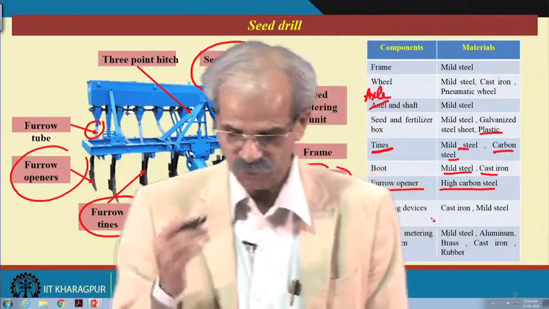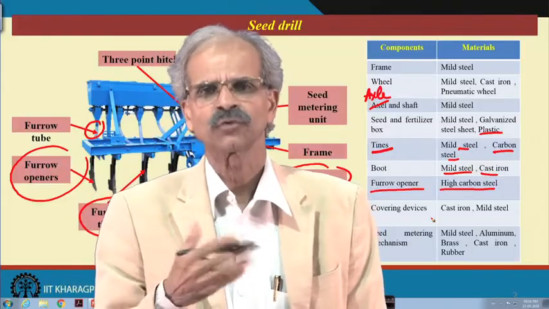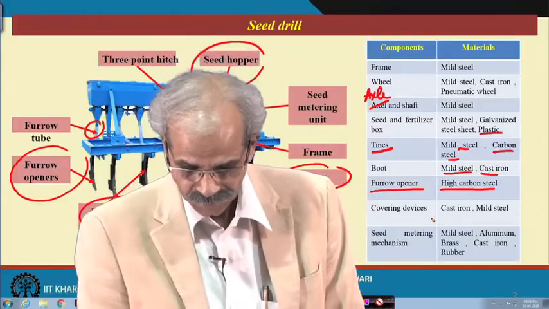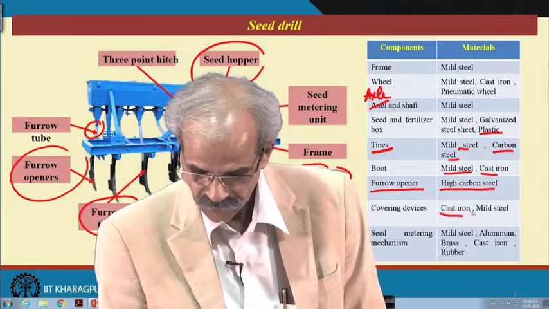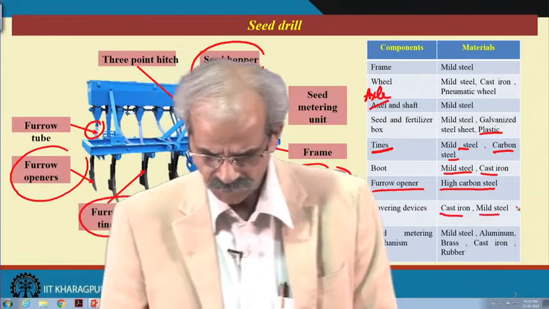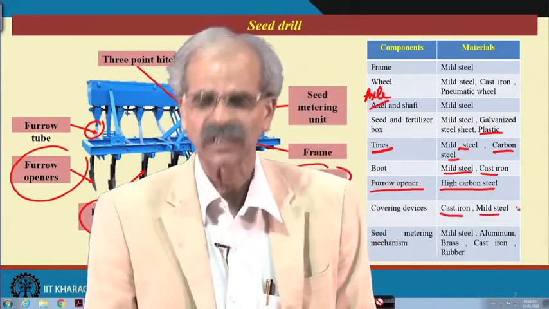So, you would like that they should be covered. For the covering devices, there could be various types, which we will discuss. The material for this could be cast iron, mild steel; yes, these are general materials.